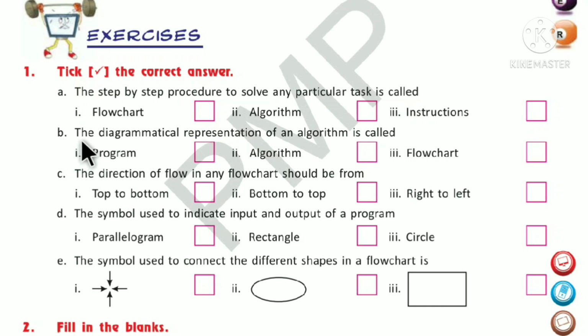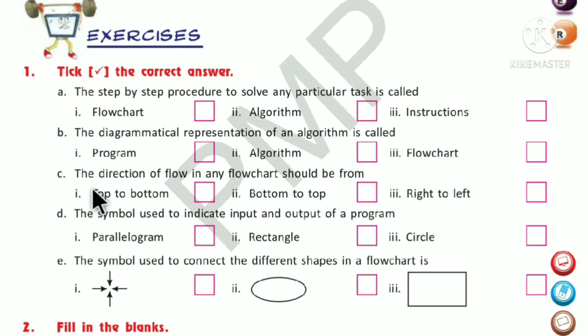B. The diagrammatical representation of an algorithm is called program, algorithm, flowchart. It is called flowchart. Tick here.